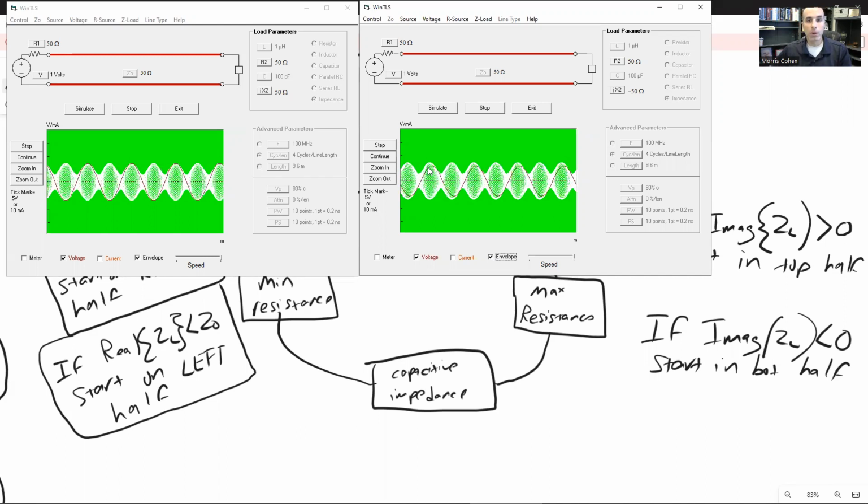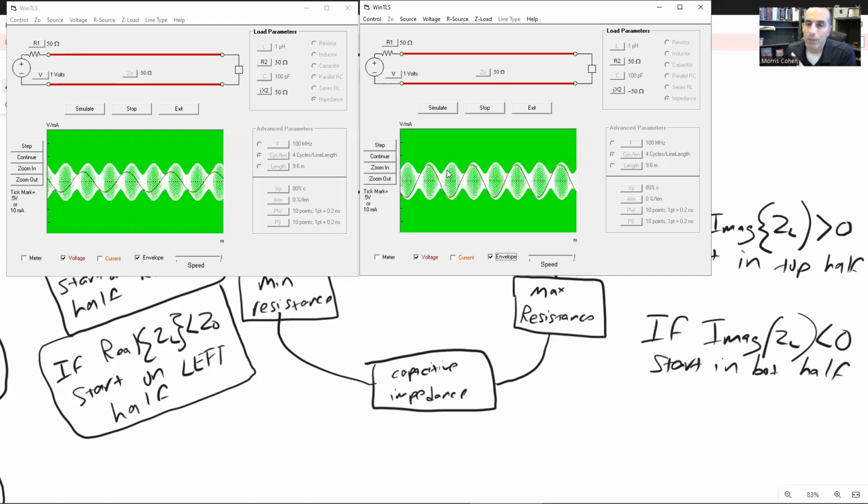All right. Now, what you'll notice if I compare these two situations, is that the standing wave pattern of these two appear to be the same, right? The standing wave ratio is identical. If I look at the ratio of the maximum voltage to the minimum voltage, it appears to be the same in both of those, right? So they both have the same standing wave ratio.